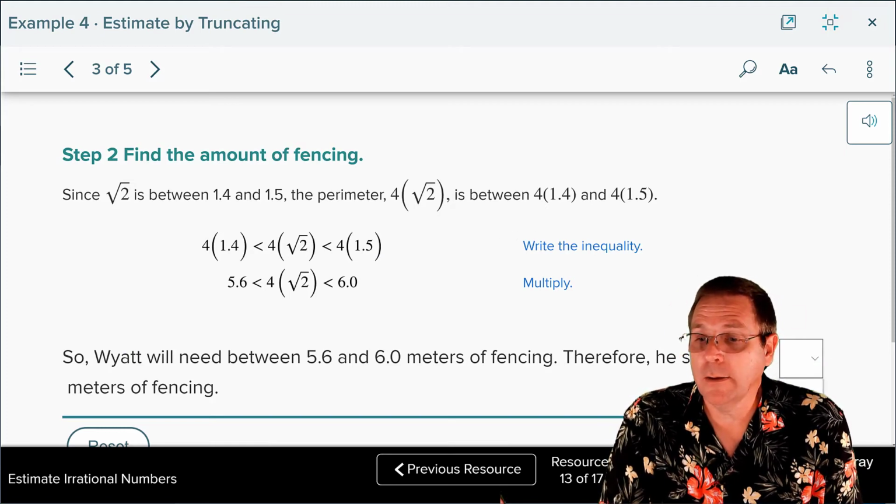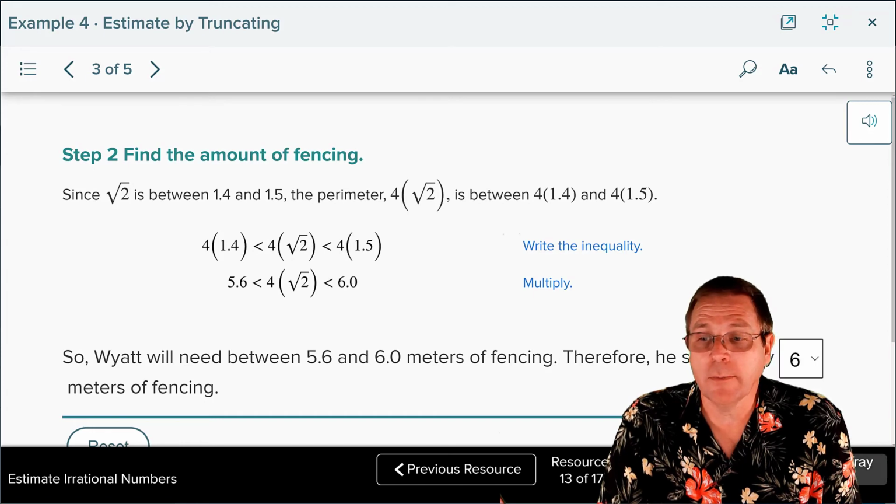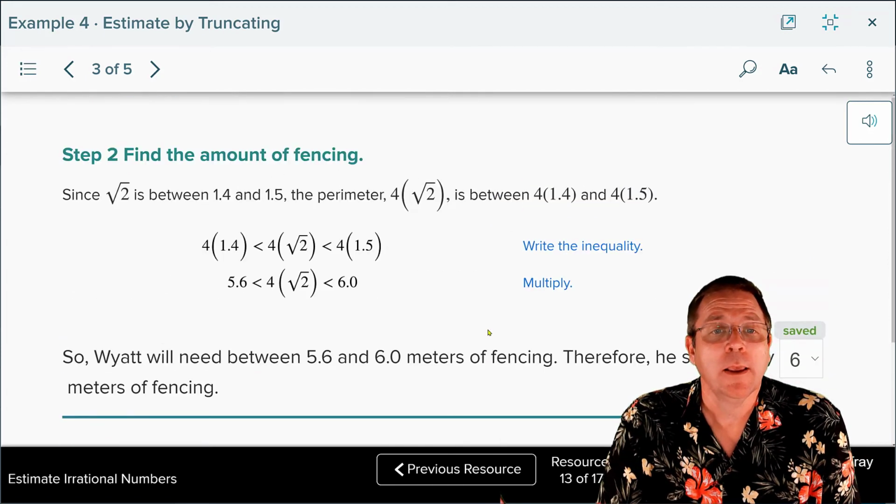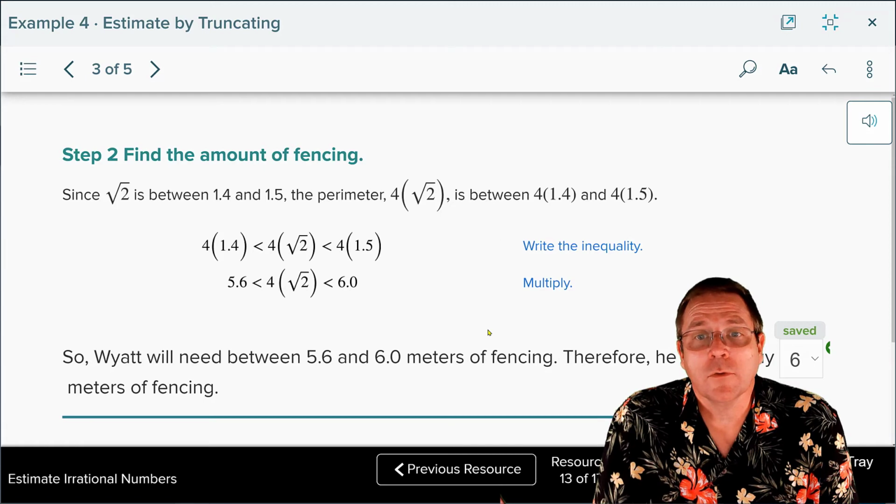Therefore, he should buy 5. Nope, 5 isn't going to be enough. I'm going to say 6 meters must be what he needs to buy. 6 meters will be enough to cover his little pen.